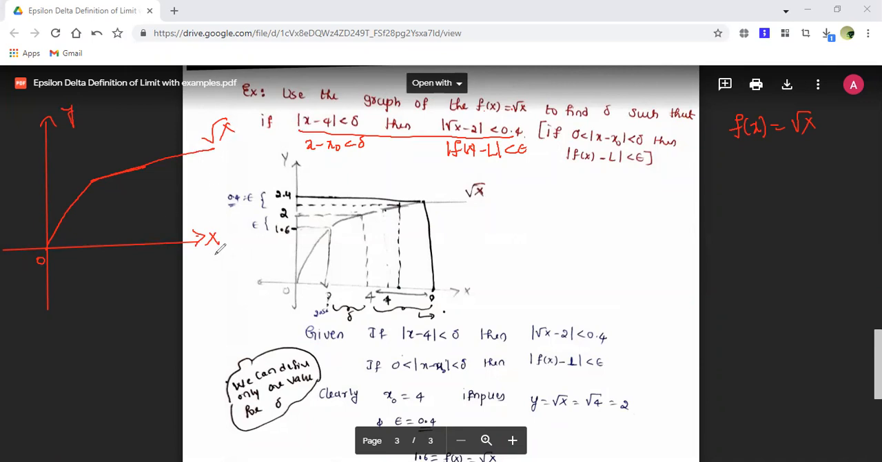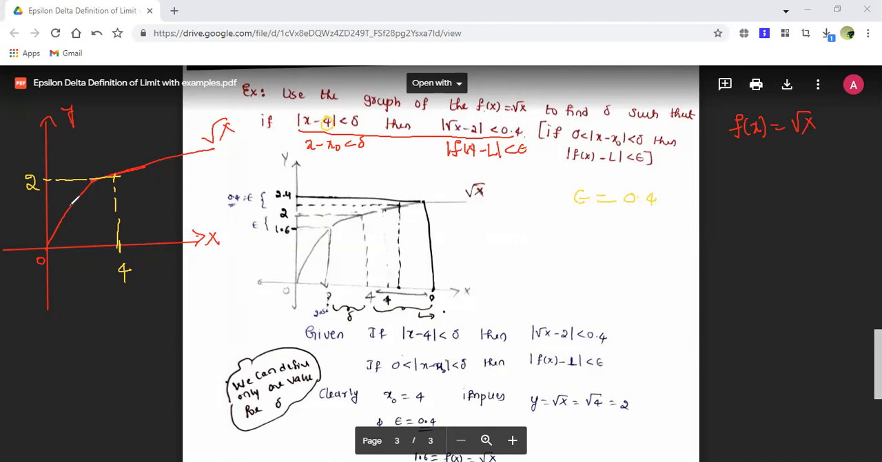They have given you this point. Let us see, on the graph they have given, your L is given as 2. Okay, and they have given you your x naught point. Say x naught, if I take it as 4 here, and the corresponding point is 2. This is given. X naught is given as 4 and L is given as 2. And they've given you the epsilon value as 0.4.